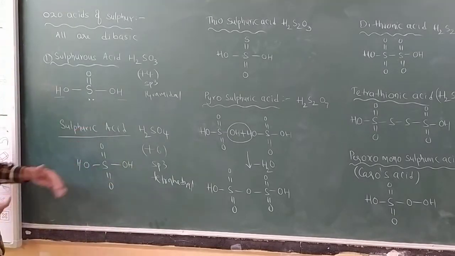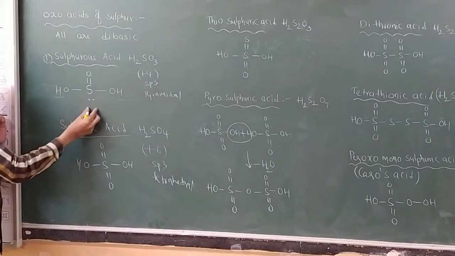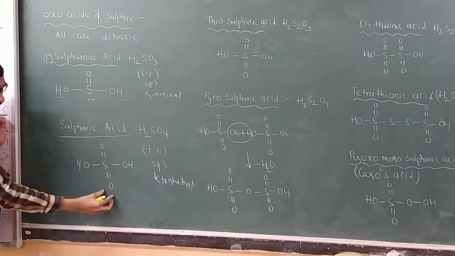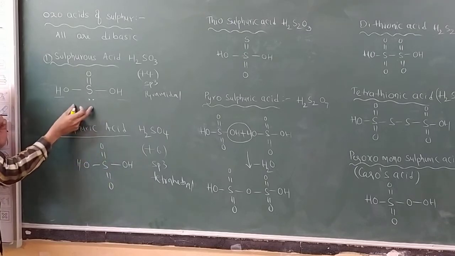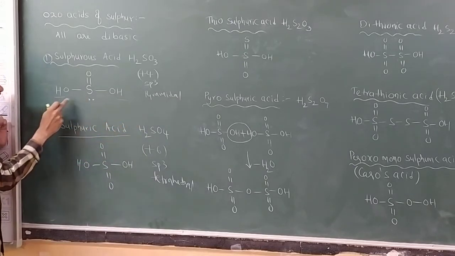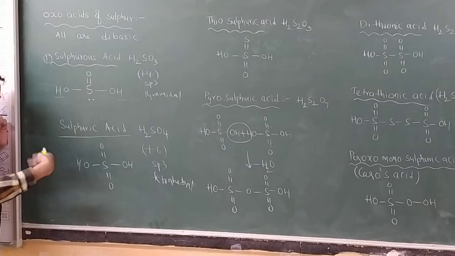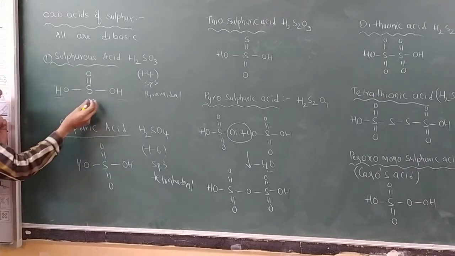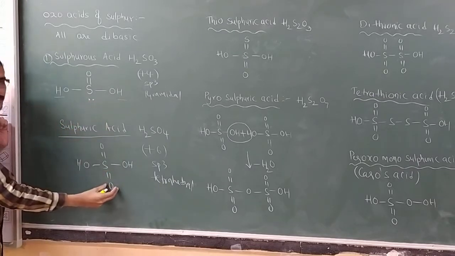Now to write sulfuric acid, put here one double bond O. When you put one double bond O, we get sulfuric acid. If you know this one, the remaining all we can get. You have to practice the first one, and the next ones come with just modification. Put here double bond O, getting sulfuric acid.